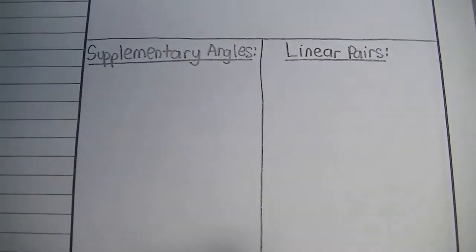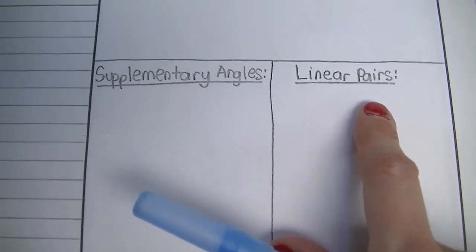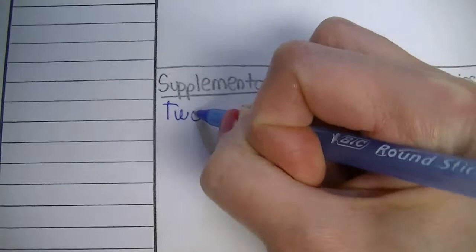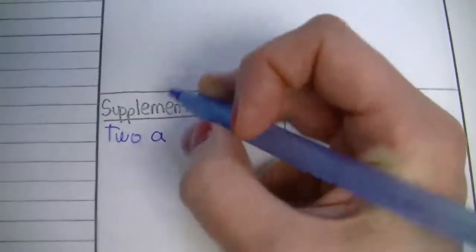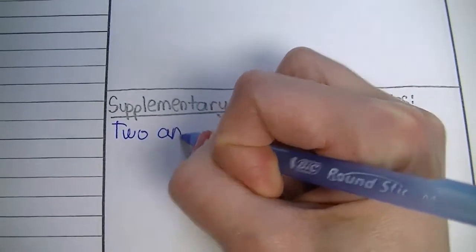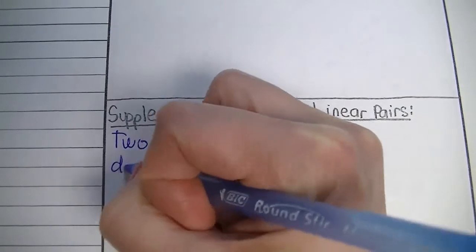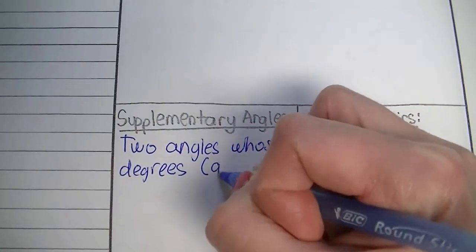So please remember, two angles whose degrees add up to exactly 90 degrees are complementary angles. Okay, you'll see that the next section is divided into two columns, and there's a reason for that, because you'll find that supplementary angles and linear pairs are pretty similar. There's just one tiny difference. Supplementary angles are two angles whose degrees, or you could say angle measures, add up to exactly 180 degrees.